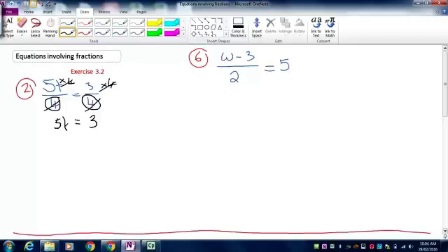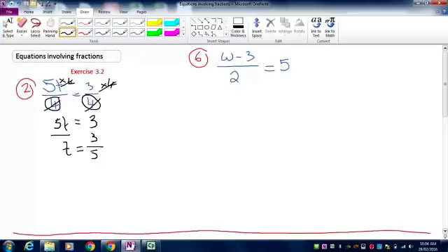Now I just need to get t by itself, and I do that by dividing through by 5, because at the moment this 5 is multiplying with the t, and the inverse of multiplying by 5 is dividing by 5. And so on the right hand side I'm left with t equals 3 on 5.